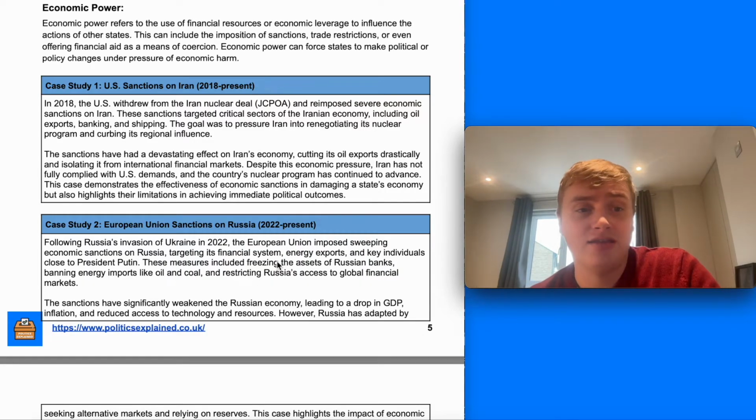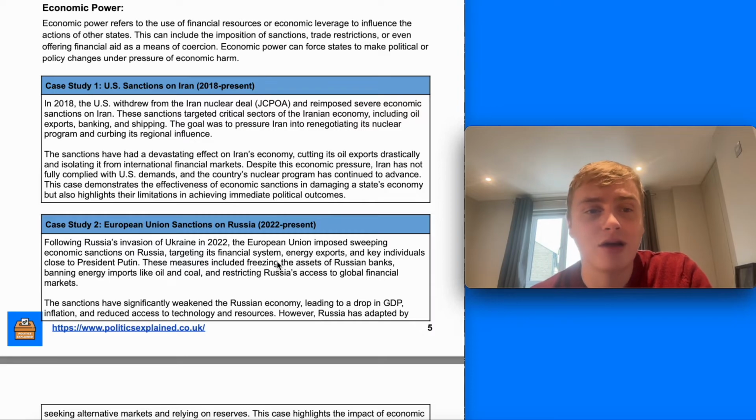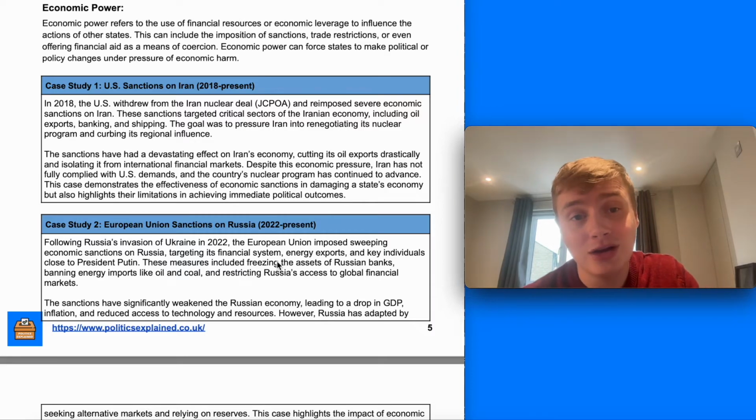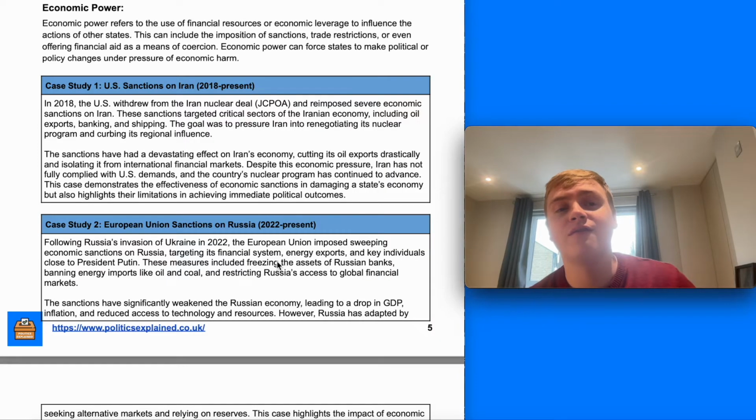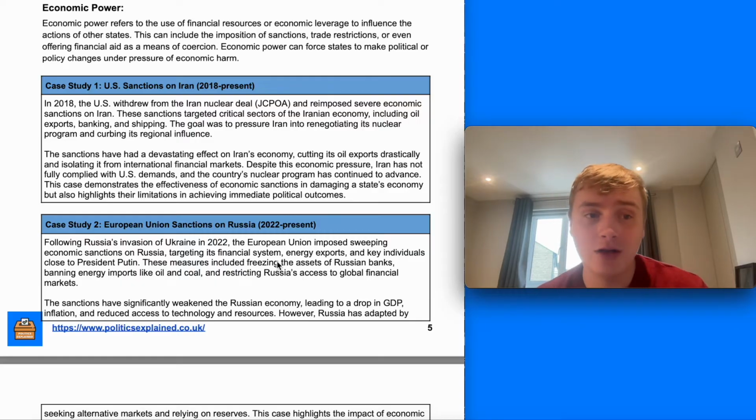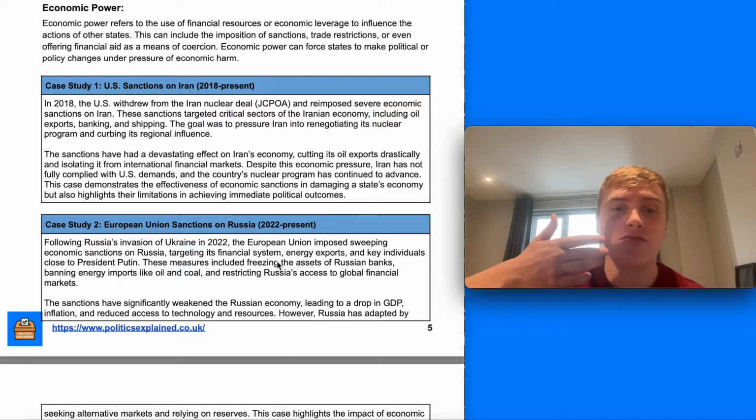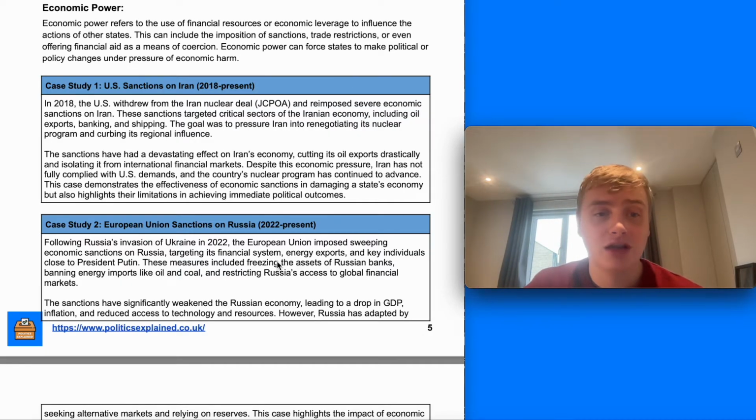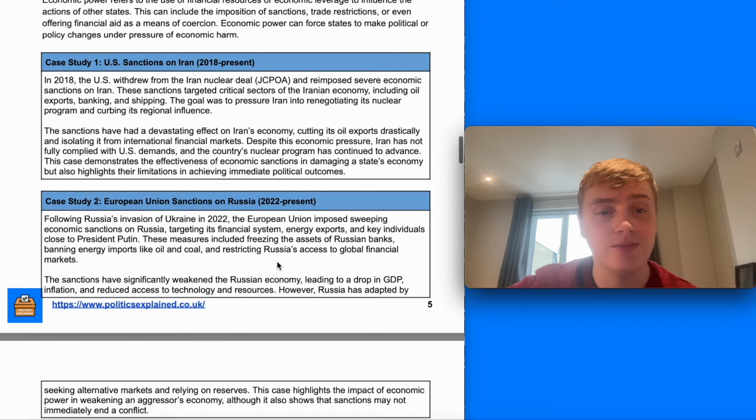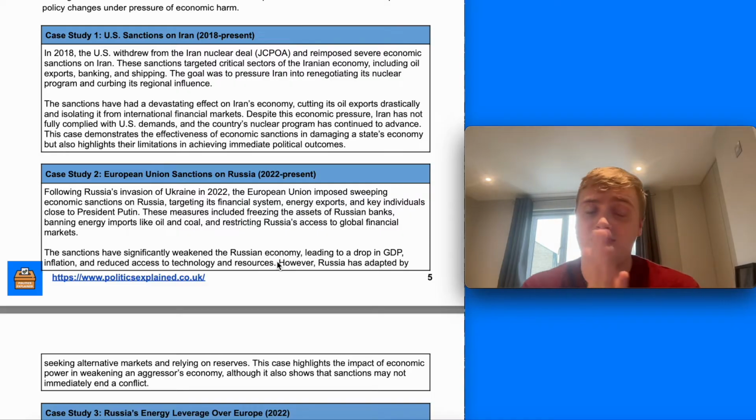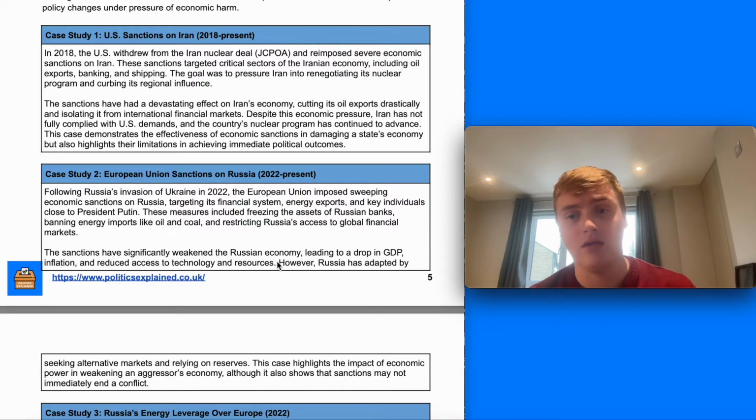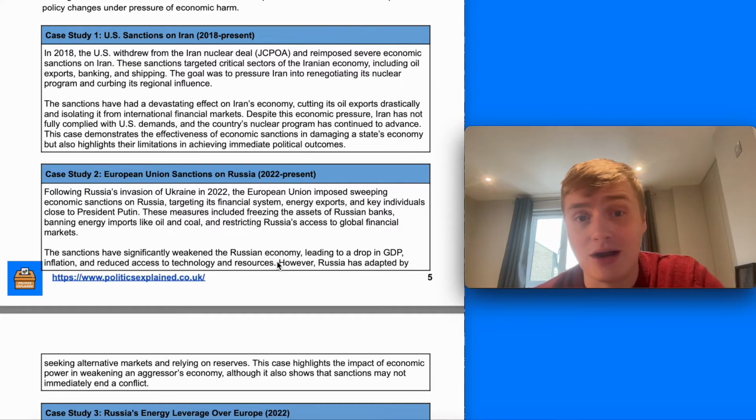A couple of key examples of this: US sanctions on Iran from 2018 to present. So after the US withdrew from the Iran nuclear deal under Trump, they reimposed severe economic sanctions on Iran, targeting critical sections of their economy, including oil, banking, and shipping. And the goal was to pressure Iran into renegotiating its nuclear program, and also to curb its regional influence. These sanctions have actually gone longer than since 2018, actually, they're from before the signing of the JCPOA. But they've had a devastating effect on Iran's economy over the time.